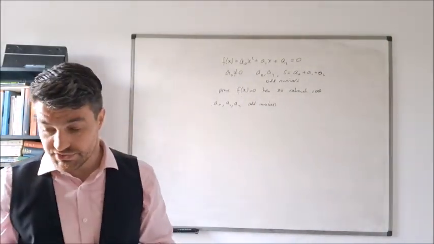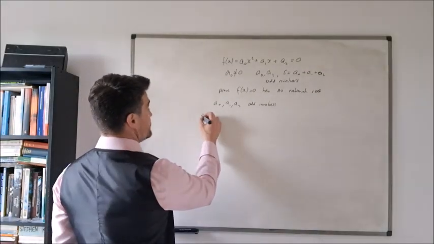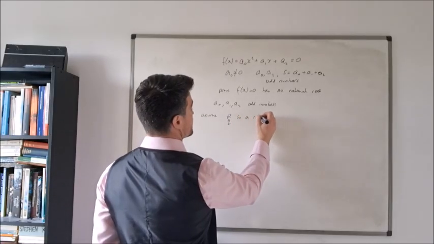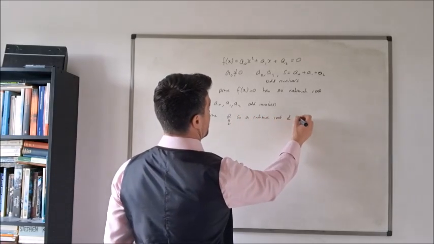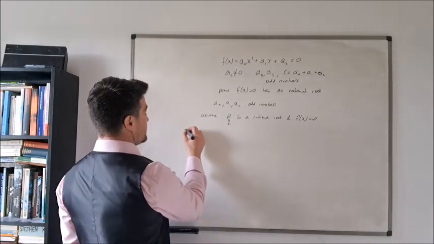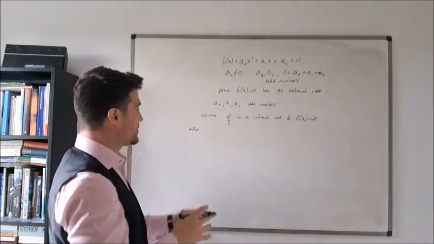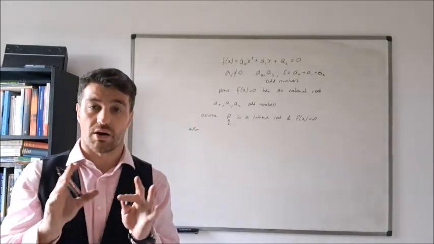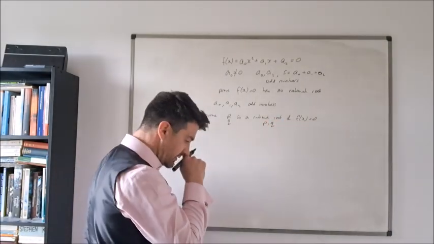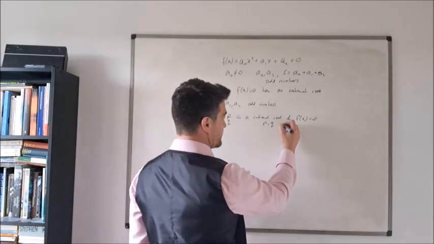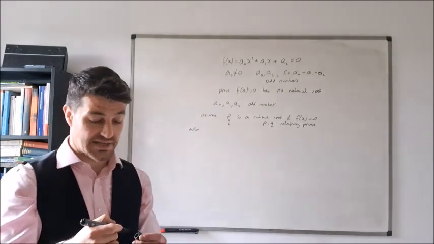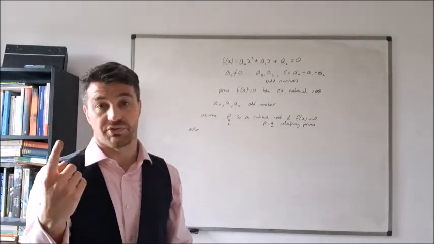Okay, right. So let's assume that P over Q is a rational root of f of x equals 0. And we're going to assume that P and Q have no common factors. P and Q are relatively prime. That doesn't mean that they are prime numbers. It just means that they don't share any common factors other than 1.